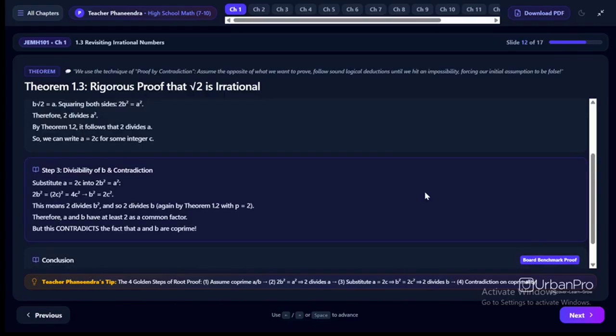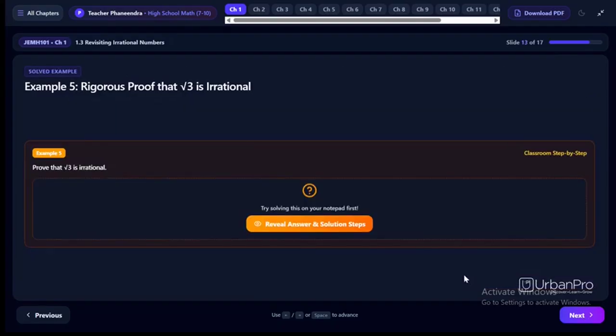So today's homework, students: prove that root 2 is irrational. Do this by yourself, and if you have doubts, comment.